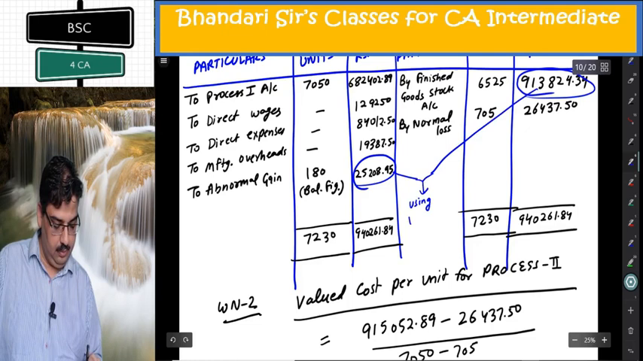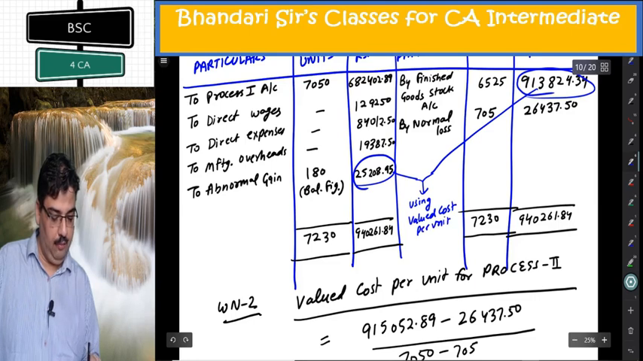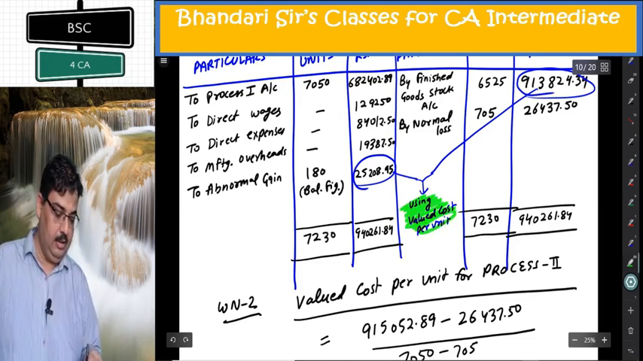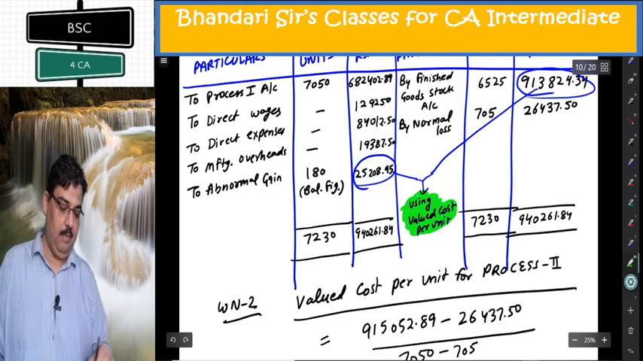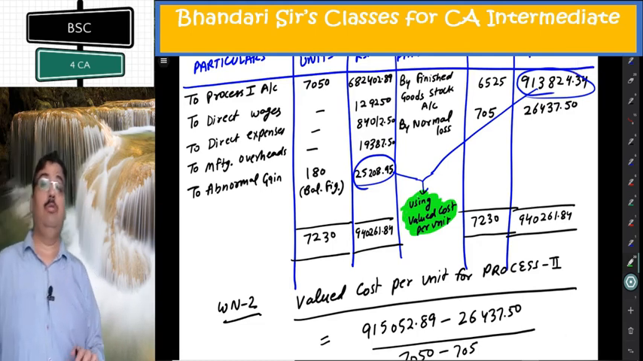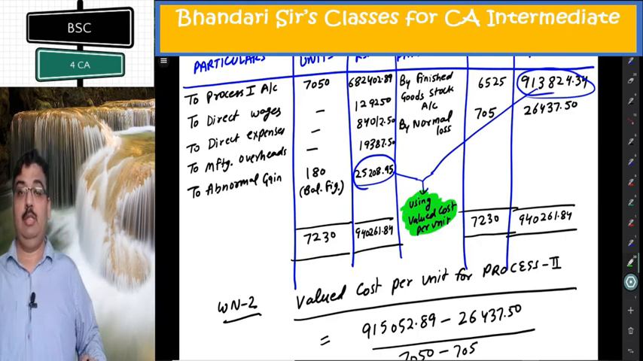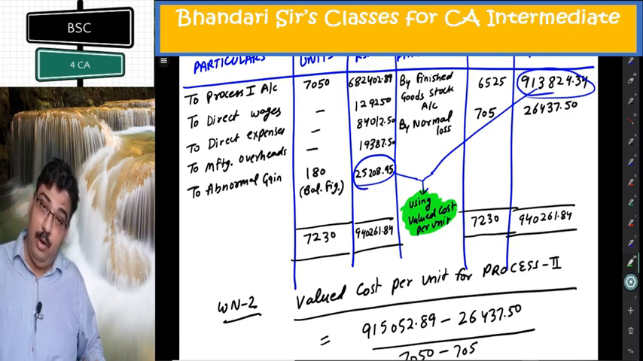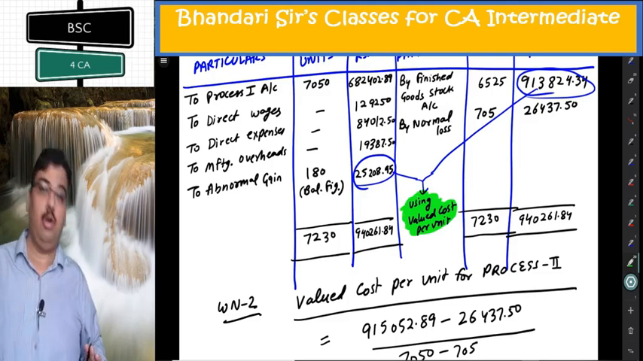Using valued cost per unit. This is only for your remembrance. In exam, you are not going to make any signals like this. This is only for your understanding and remembrance. Abnormal loss, abnormal gain and completed units transferred to finished goods stock or next process, they are taken at valued cost per unit. Now I am going to make finished goods stock account.